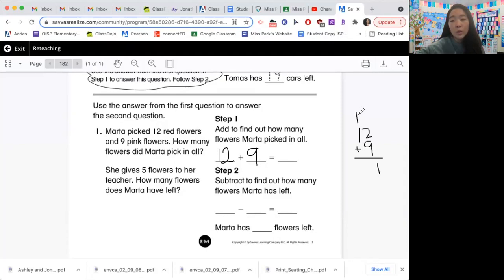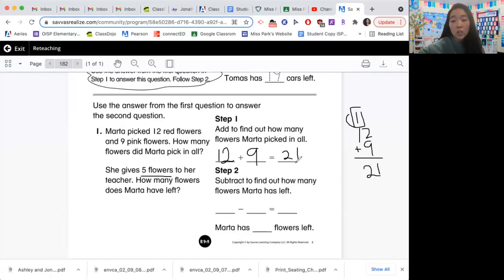And then we need to regroup. So what is 1 plus 1? 2. So what is your answer? 21. Now, she gives 5 flowers to her teacher. So how many flowers does Martha have left?